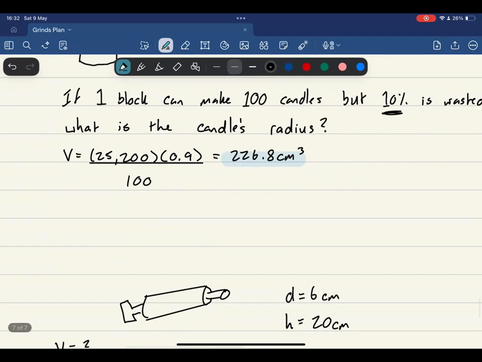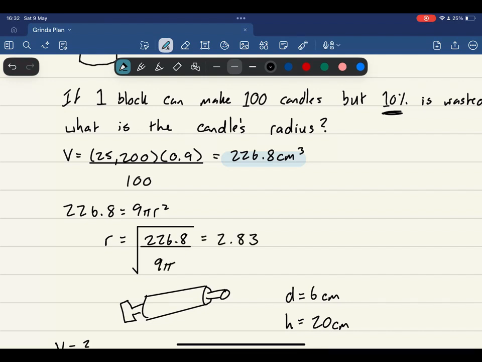So equating them, we're left with 226.8 equals 9 pi r squared. We're going to divide both sides by 9 pi to get rid of it, and then square root to get rid of the square. And then we are left with 2.83 centimeters, and that's a normal measurement, so we'd take that as correct. On to the next.